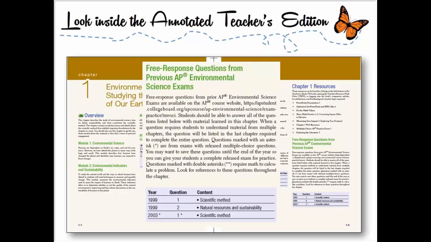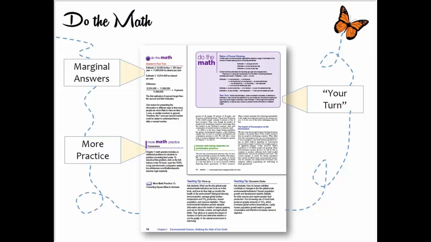Next slide. Here's an example where for free response questions from previous AP exams, we said, well, in 1999, there was a question on the scientific method. In 2003, there was a question on the scientific method, and so on. So we did those kinds of things. Next slide. So as you can see, the student edition of the book is a small part of the page, and there's a wraparound margin with teaching tips, answers to the do the math questions, other teaching tips, more math practice. So there's all kinds of things going on every page. So we're really excited about this teacher's edition, which will be coming out very soon.